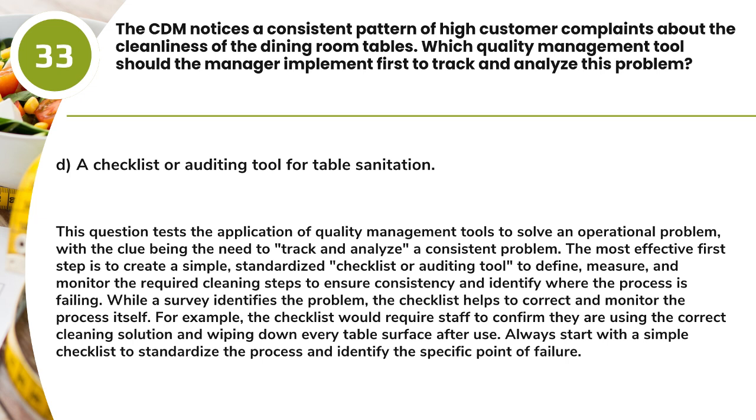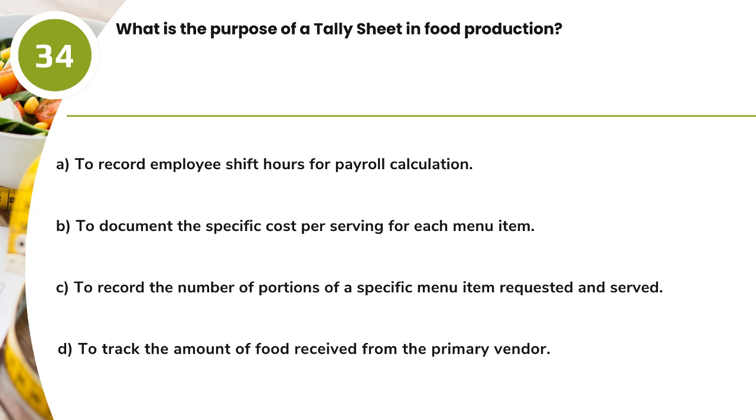While a survey identifies the problem, the checklist helps to correct and monitor the process itself. For example, the checklist would require staff to confirm they are using the correct cleaning solution and wiping down every table surface after use. Always start with a simple checklist to standardize the process and identify the specific point of failure. Question 34. What is the purpose of a tally sheet in food production?